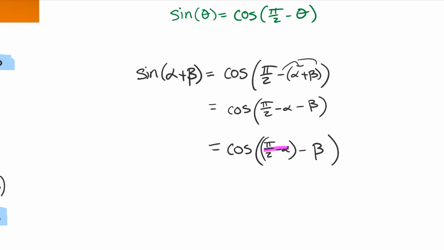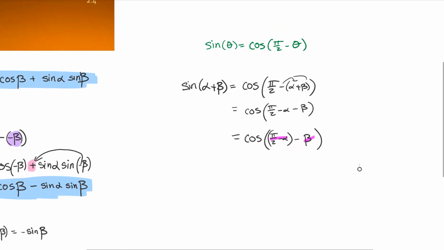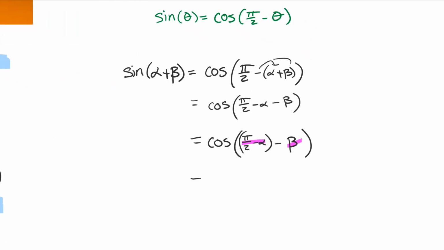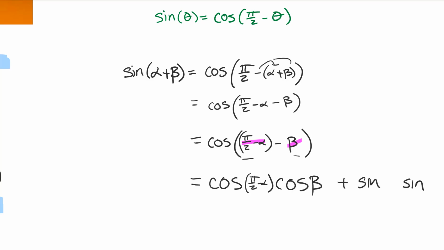We now have something separate, an angle minus another angle. We can now use cosine's difference formula, which goes cosine cosine plus sine sine, and we go first, second. So it's going to be cosine of pi over 2 minus alpha times cosine of beta, plus sine of pi over 2 minus alpha times sine of beta. Just popping those two things in.